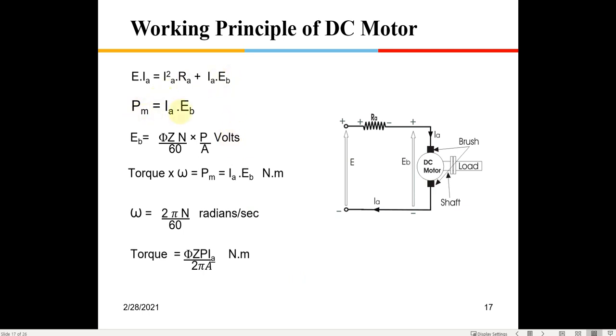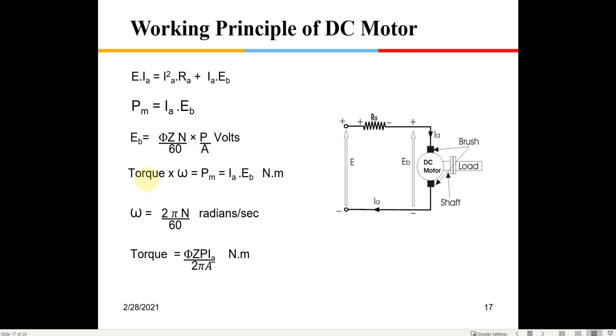So this is known as power mechanical, IA into EB. Okay, now what is EB? EB is the back EMF generated. From the EMF equation which we studied in our last class for a generator, this is the flux, this is the number of conductors, this is the RPM in rotations per minute, this is the number of poles you have, and this is the number of parallel connections. Okay, that we saw it is different for lap winding and the other kind of winding. Okay, now this is EB. This is the equation of EB.